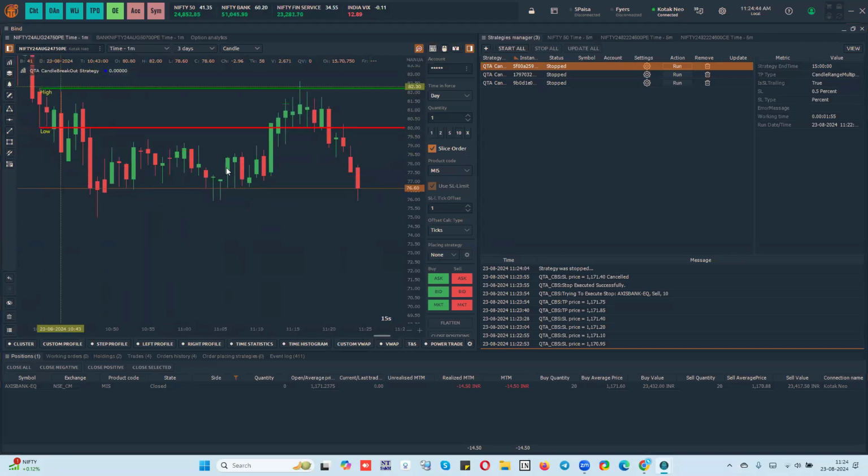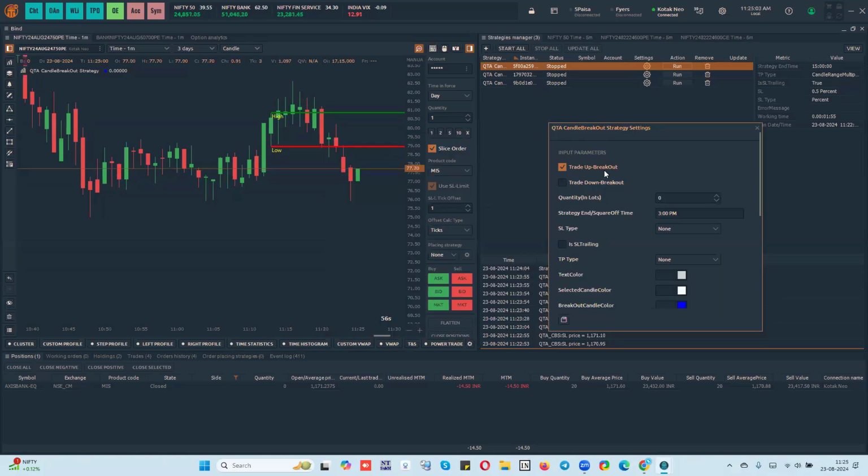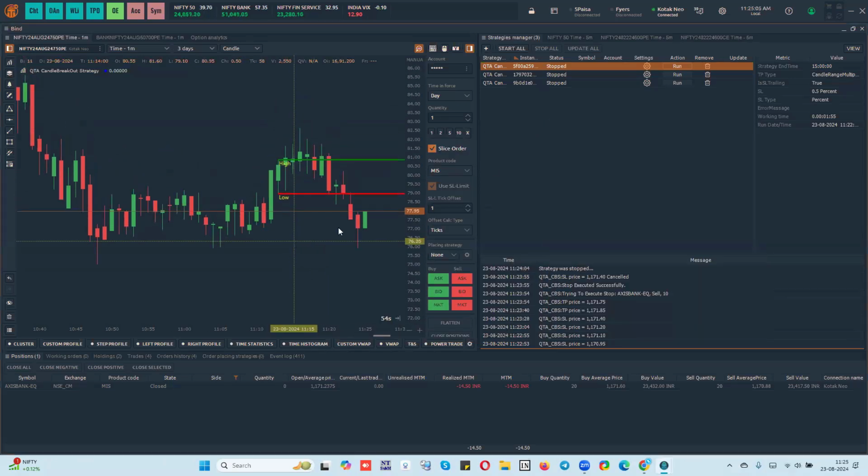Okay, so let's do some trading option now. So this is a Nifty put option for 24,750 that I'm taking right now. I'm not going by any specific strategy or anything. I just want to show the examples. So I will use only the up breakout now because I'm trading options.